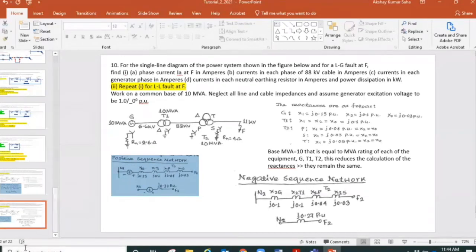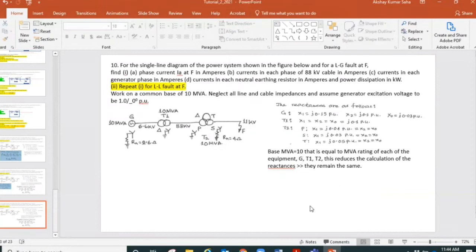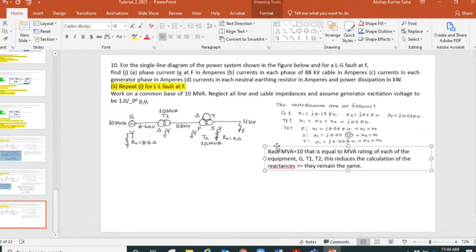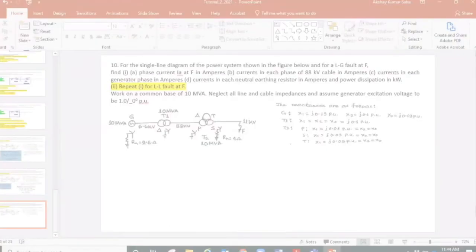So let me copy it. Let me make some space for the zero sequence network. I can delete this text as well. So the zero sequence network is coming from a different perspective now, that I told you I will show you with some example.